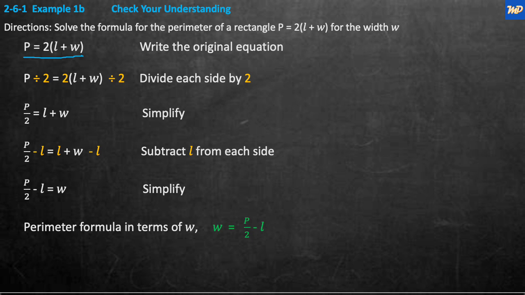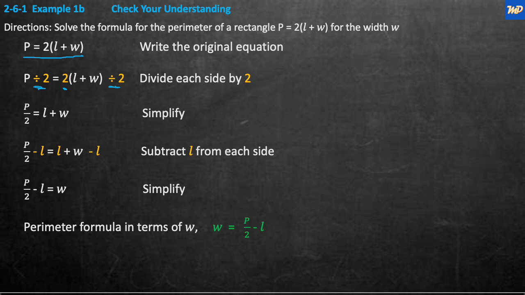Well, right now the W is involved through the distributive property here, so we're going to have to do something. A couple of ways this could have been approached, but this approach is to divide both sides by 2 to get the P with the 2, okay, and the length and width alone on the right side by itself. The 2 is right here. We're going to divide by 2 on the right, and we're going to divide by 2 on the left.